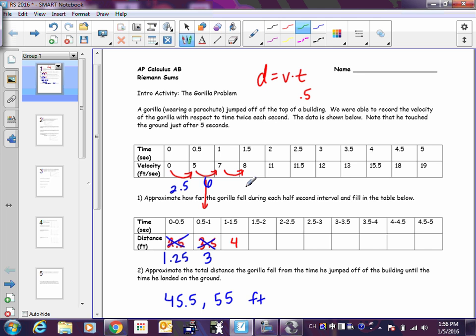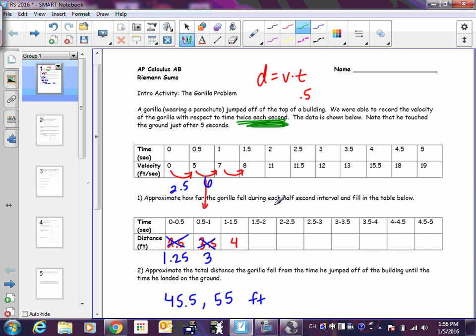So let me read this out loud, and I'm going to emphasize some words so it'll be really easy to pick up on this. A gorilla jumped off the top of a building. We were able to record the velocity of the gorilla with respect to time twice each second. The data is shown below. How could I recreate this experiment and get a more accurate answer as to the total distance? Every 1 second.